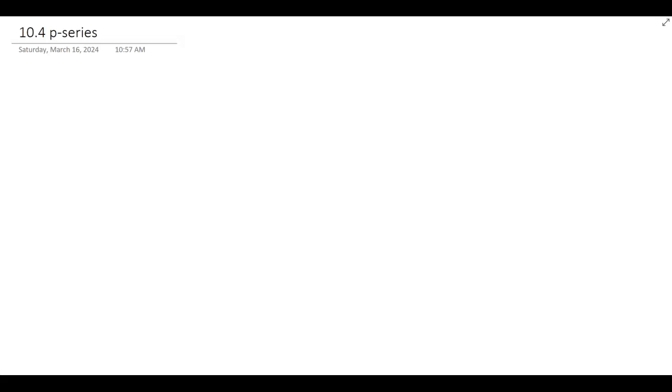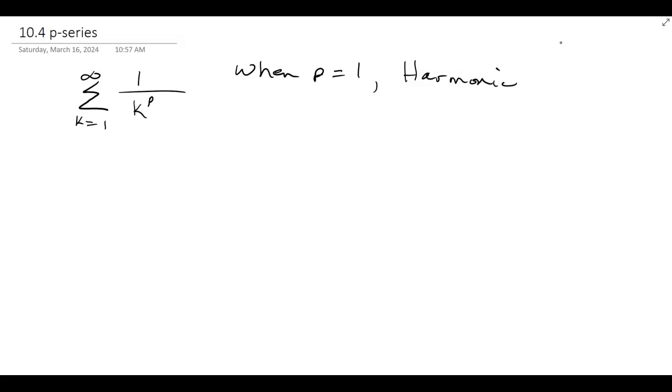Okay, so what came out of the integral test that we've looked at is this idea of a p-series. And when we talk about a p-series, we're basically talking about a summation, k equaling 1 to infinity of 1 over k to a power. Okay, so our power series. Now, when p equals 1, we have what we call the harmonic series.